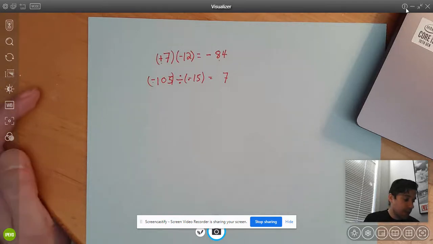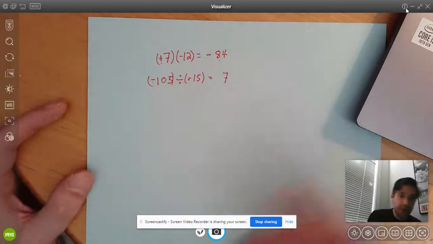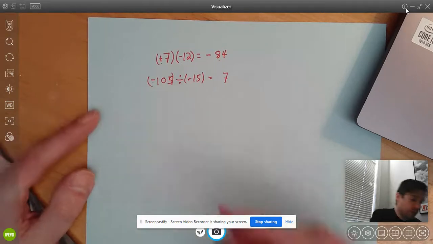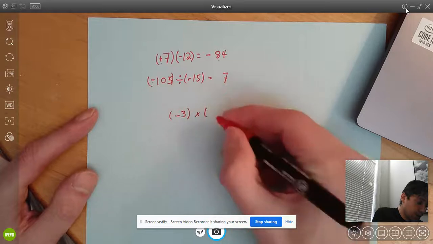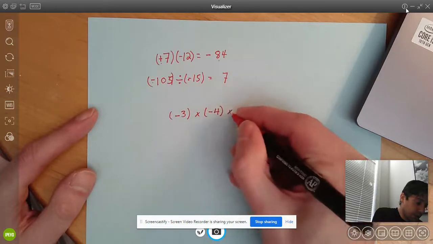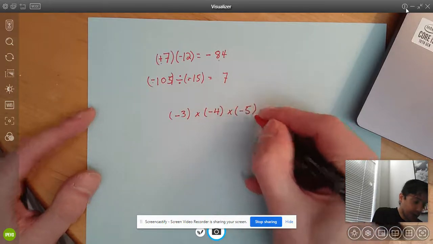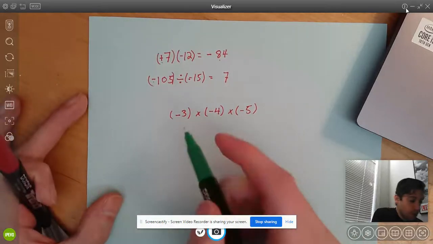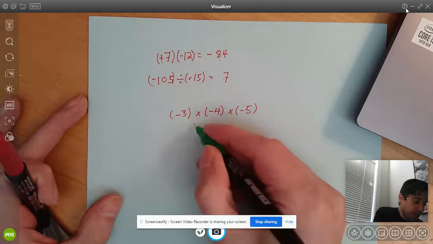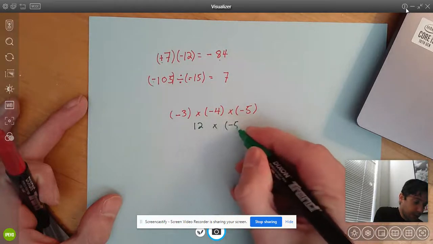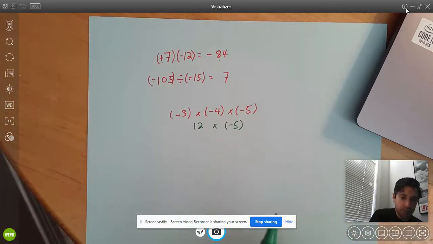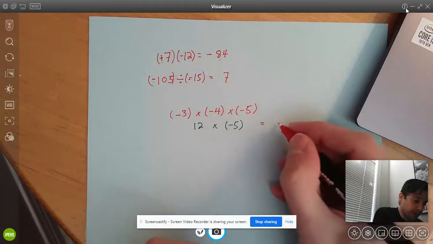The last thing maybe we'll talk about in this video is what happens when I'm multiplying or dividing more than two numbers. So you think about negative 3 times negative 4 times negative 5. Well, negative times negative, so that's going to be positive 12. And then I've still got to multiply it by negative 5. Positive times a negative, so my answer is negative 60.